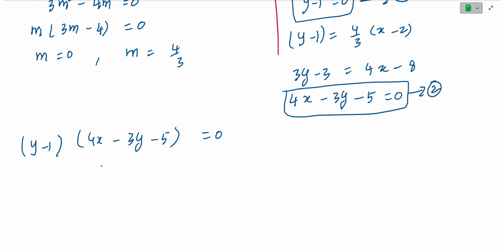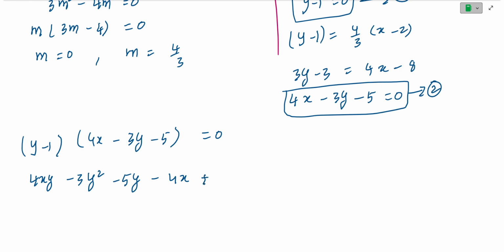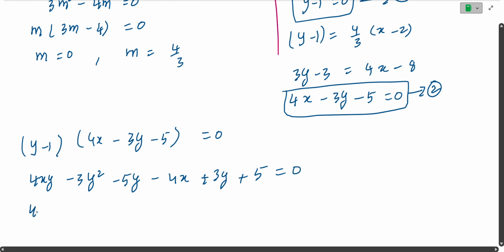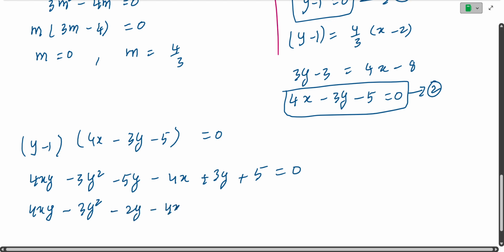Multiply y to the entire expression. So that will be 4xy minus 3y square. y times of minus 5, that will be minus 5y. So minus 1 into 4x, that will be minus 4x. Minus 1 into minus 3y, that will be plus 3y. So minus into minus, that will be plus 1 into 5, that will be 5 is equal to 0. So this is 4xy minus 3y square, minus 5y plus 3y, it will be minus 2y, minus 4x plus 5 is equal to 0.